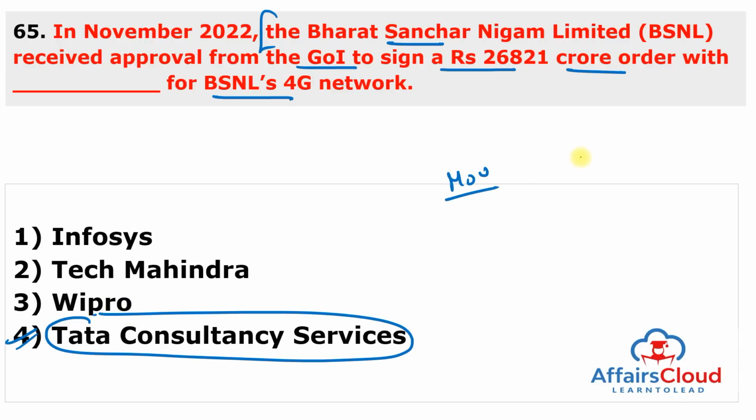So Bharat Sanchar Nigam Limited has received approval from the Government of India to sign almost a 26,800 crore order with the Tata Consultancy Services for rolling out the 4G network especially for BSNL. And Tata Group companies TCS and the Tejas Networks are set to bag the over 30,000 crore BSNL and Mahanagar Telephone Nigam Limited 4G network infrastructure tender and other additional government funded projects.